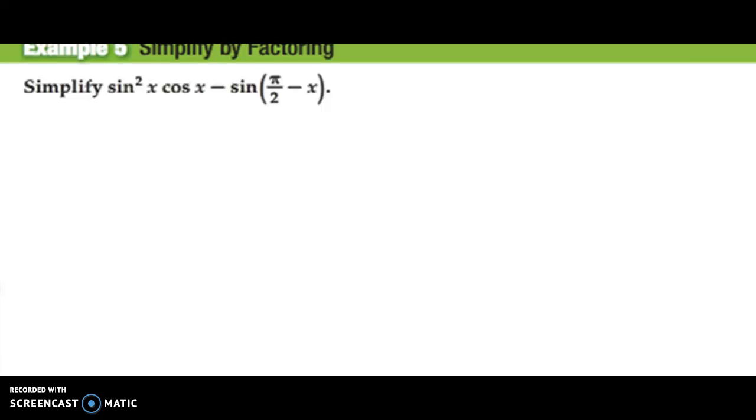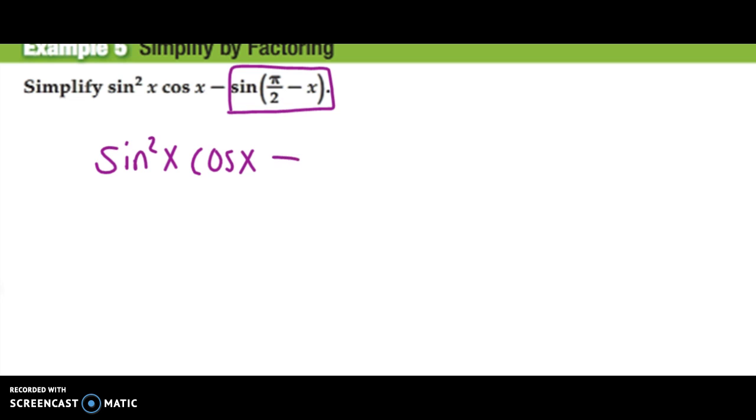So to continue talking about our trigonometric identities, we can rewrite this problem right here without the sine of pi over 2 minus x. Now, if you look back, this right here is actually the exact same as cosine. That's one of our cofunction identities. So I can rewrite this as sine squared of x cosine of x minus cosine of x.